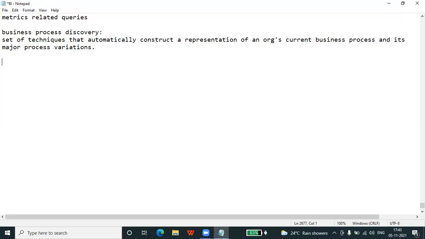So what are the techniques? So business process discovery techniques consist of the following properties: emergent paradigm, automated process discovery, accurate information, complete information, standardized process.